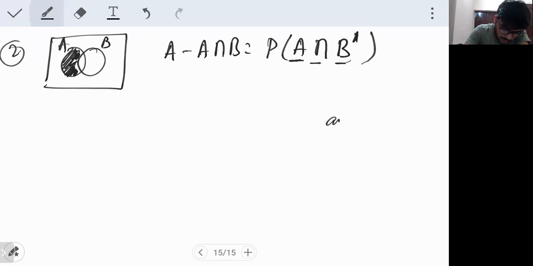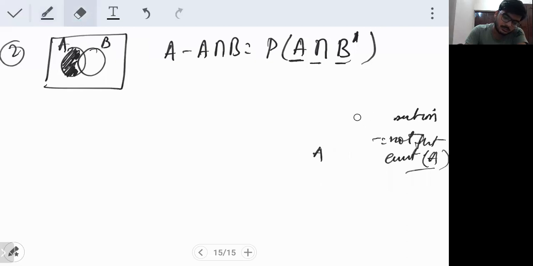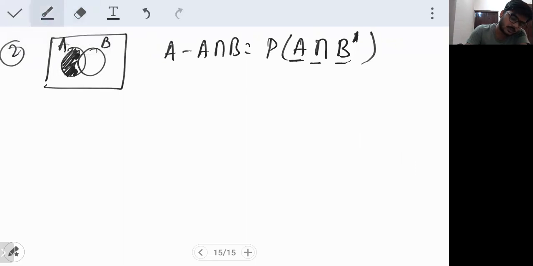A and not B, right? And as we have seen, "and" means what? Intersection, and complement means not that event. A complement is not from that event A. Apart from A, anything, right? So we have discussed it earlier. Just explained you for this purpose. Now let's get back to our question. So this is the probability.